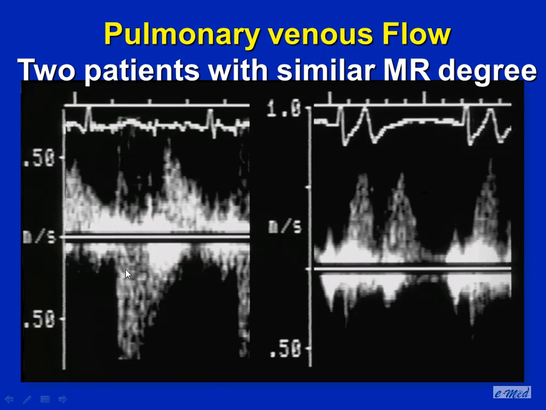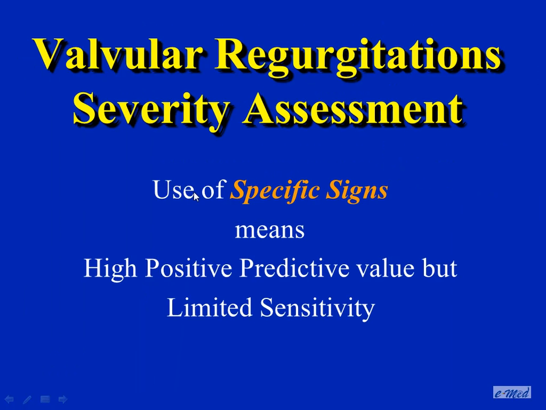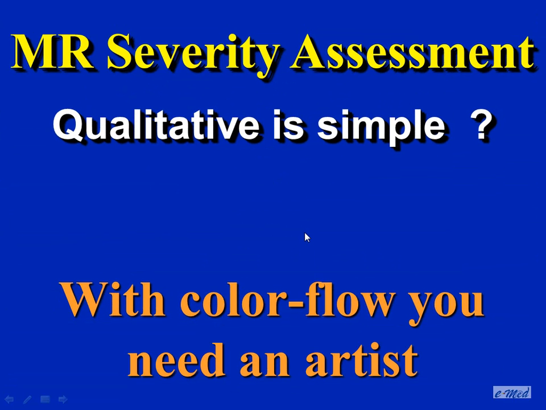So venous reversal, what do we have to remember? It's a specific sign. It means that you have high positive predictive value. When you see it, it's very predictive of severe MR, but it has a limited sensitivity. So you do not see everybody. You cannot count on detecting all severe MR by venous reversal.